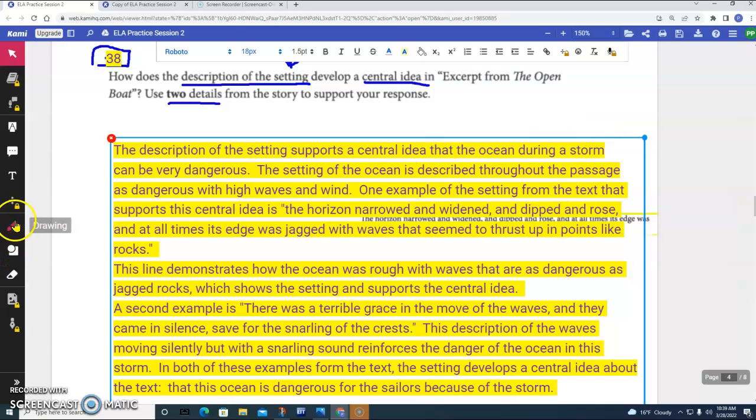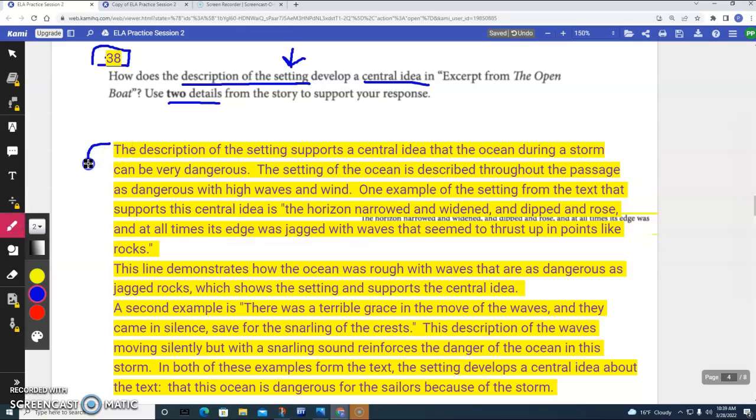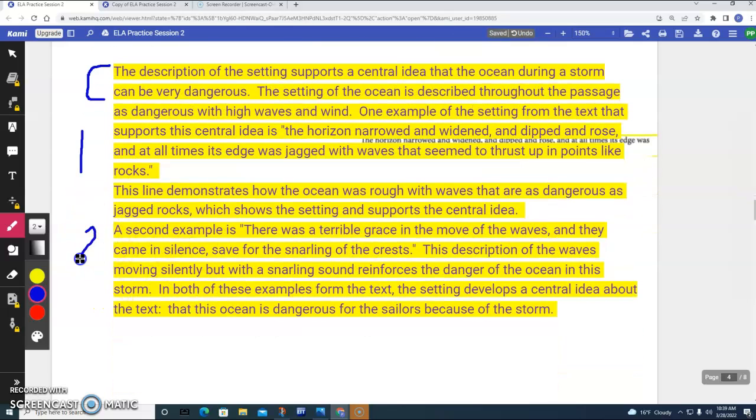Okay, so we've introduced the topic by restating the question and explaining it. We have one example with a quote and explanation, and then a second example with a quote and explanation, and then we wrap it all up by restating the main point again at the end.